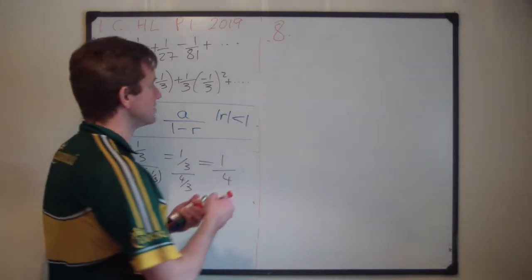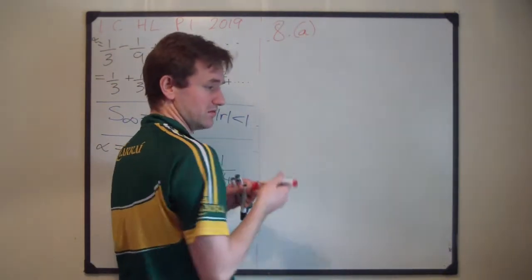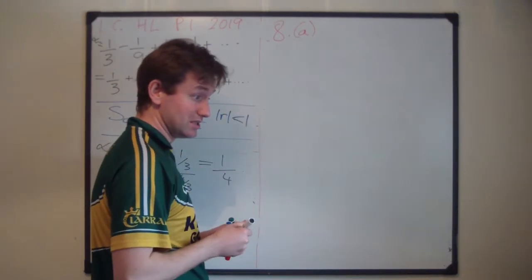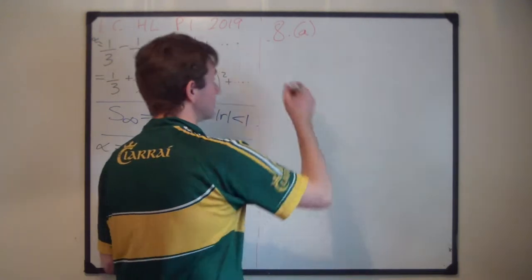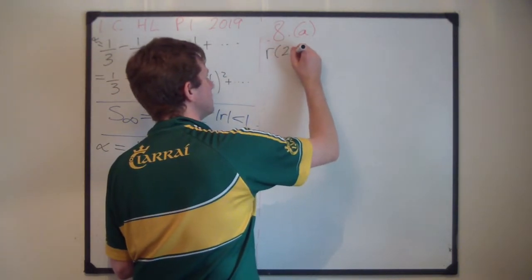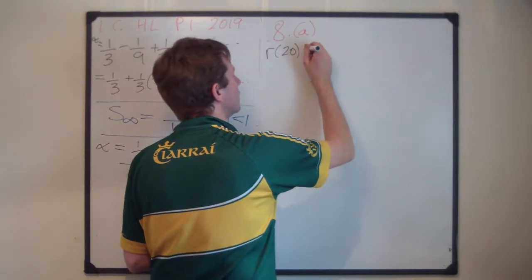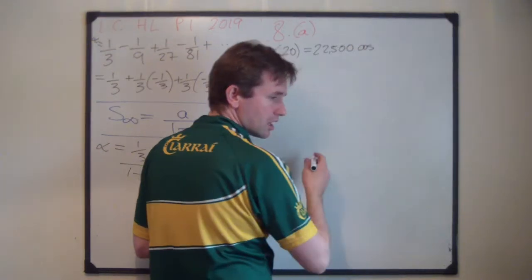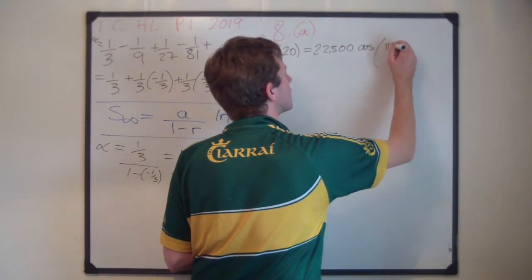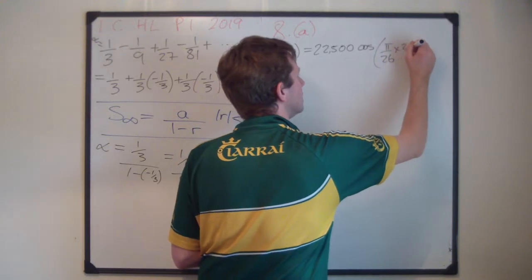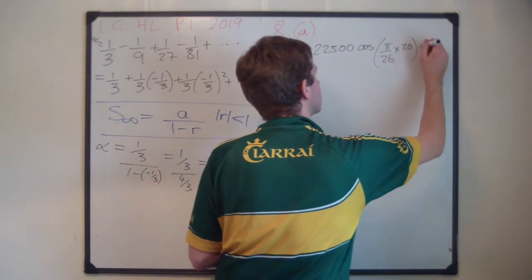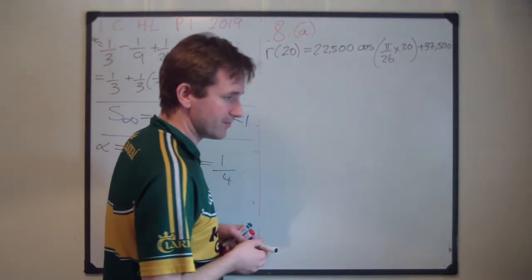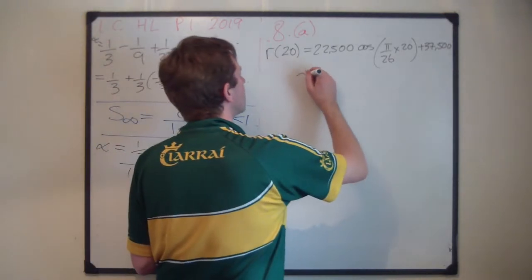Okay, so this first part is easy. There's basically just a function given, R of t, and it's asking for the approximate revenue produced 20 weeks after the beginning of July. This is going to be fairly straightforward. You're just going to substitute in 20, and this is 22,500 cos pi over 26 by 20 plus 37,500. So it's just a calculator job, really. I'll write approximately.